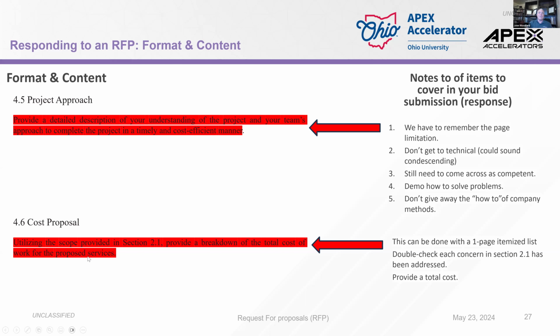Costs. You have to give them a 1-page breakdown of what it's going to cost with a total at the bottom of the page. You're going to break down each service, give it a cost, relate it to section 2.1, and make sure you've got everything done. And at the bottom of the page, provide the total for all these services. And they can look down the chart and see what they've got.